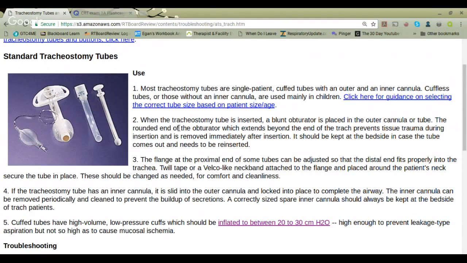When the tracheostomy tube is inserted, a blunt obturator is placed in the outer cannula or tube. The rounded end of the obturator, which extends beyond the end of the trach, prevents tissue trauma during insertion and is removed immediately after insertion. That's a good test question. Flashcard too.